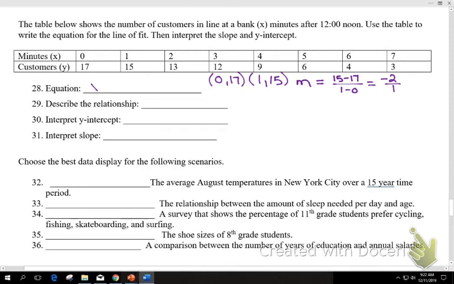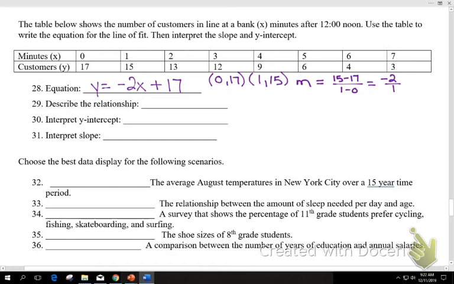So someone tell me the equation. Someone raise your hand. What is my equation? Maya. y equals negative 2x plus 17, okay? The plus 17 comes with the ordered pair that's paired with a 0 value for x.